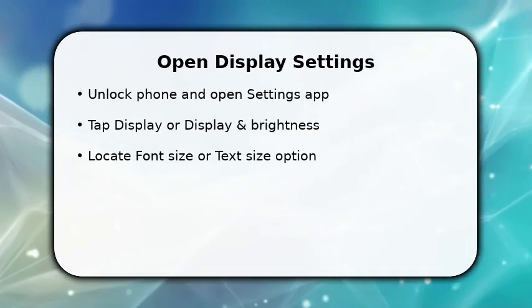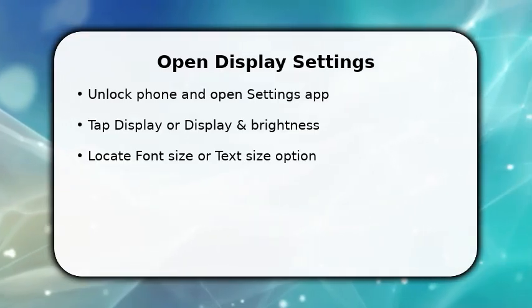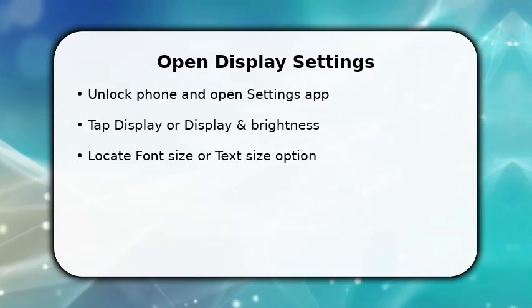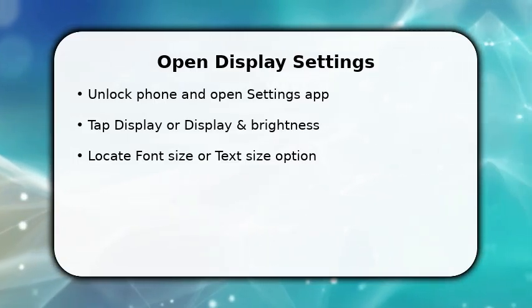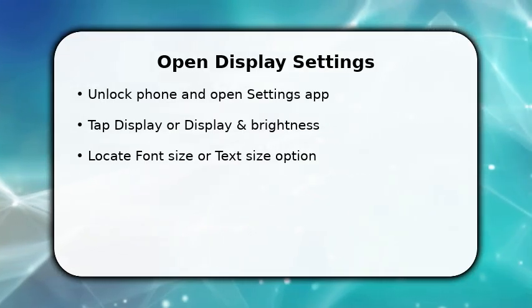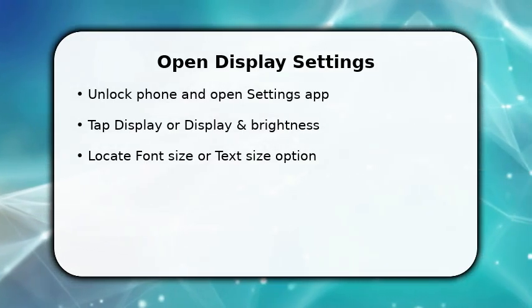You start by opening settings and navigating straight to display. This is where font controls live. Once in display, tap font size or text size to reveal the slider and sample text. Make sure to read the sample line. This shows how system apps and notifications will change.